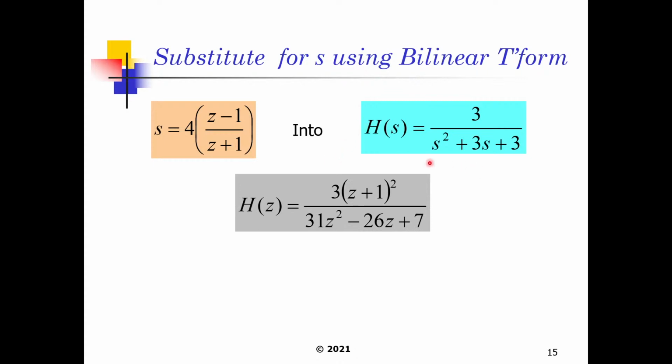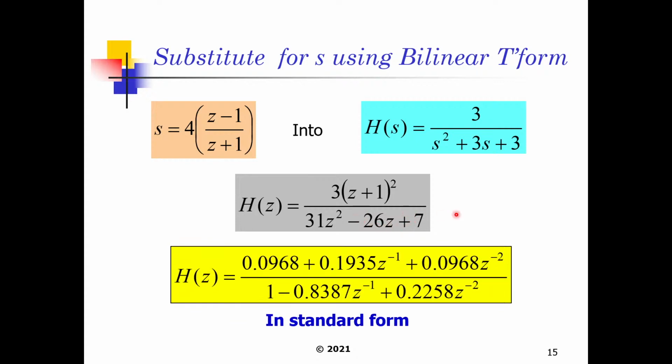After we do our substitutions and simplifications and so forth, we will get H of z in this form, which is 3 multiplied by z plus 1 all squared, and then we have a quadratic in the denominator. But please note this is the anti-causal form because we only have positive powers of z here. We need to transfer this into its causal form by multiplying by z to the power of minus 2 on the numerator and the denominator. And if we need to transfer this into standard form, we take the constant term on the denominator after we transfer H of z into its causal form, and then we divide the numerator and denominator by that constant term, which is why we have this 1 in the denominator.